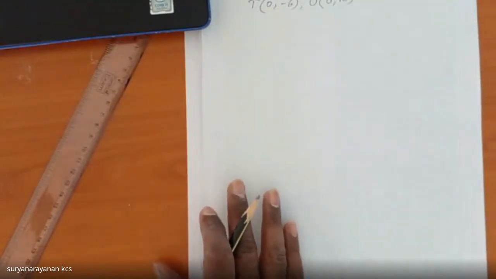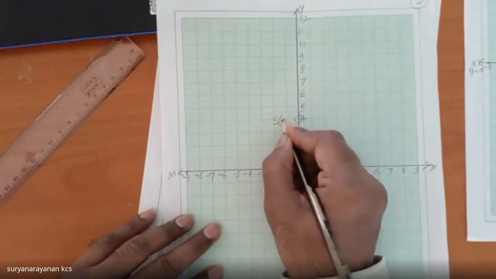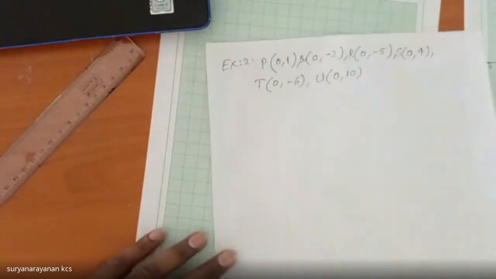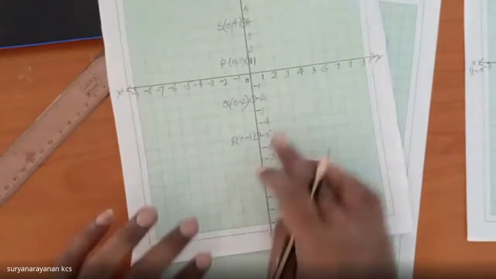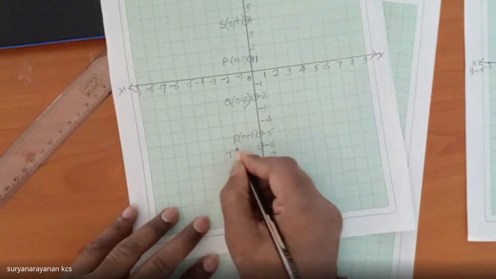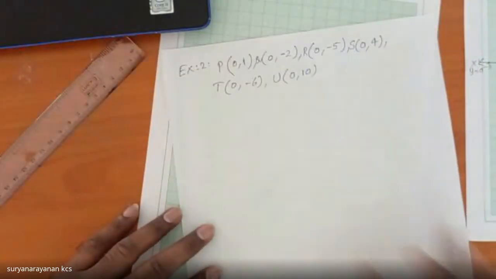Now come to this question. Ordered pair (0, 4). Next T, ordered pair (0, -6). And U, ordered pair (0, 10).